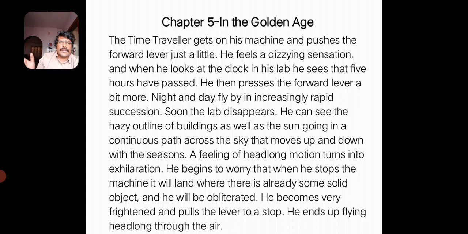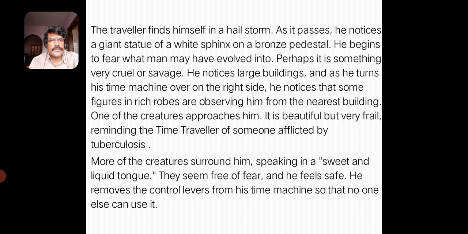Once he has landed somewhere in the future, he pulls back the lever and it stops abruptly, and it makes him fly headlong through the air and fall outside of the time machine. The traveler finds himself in a hailstorm. As it passes, he notices a giant statue of a white sphinx on a bronze pedestal, like an Egyptian sphinx.